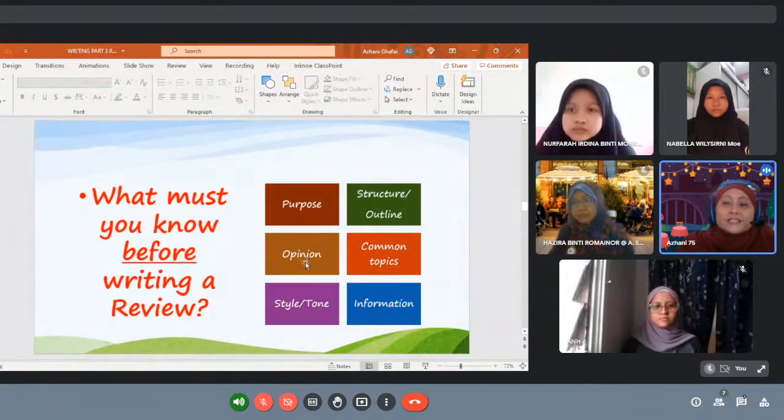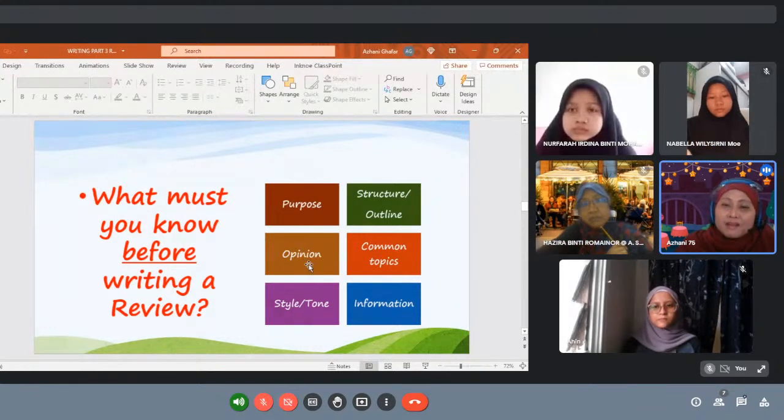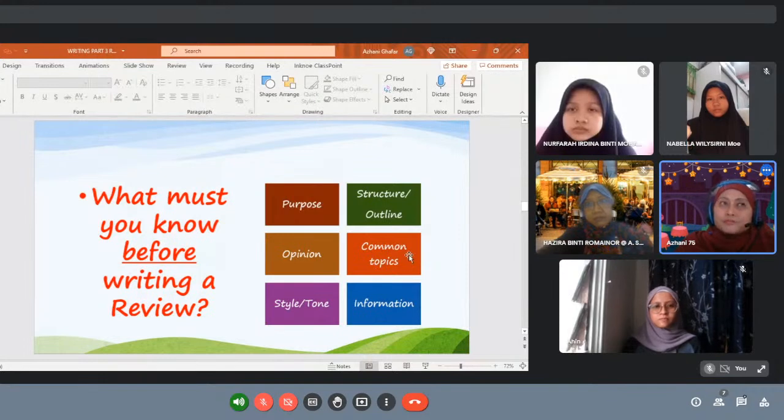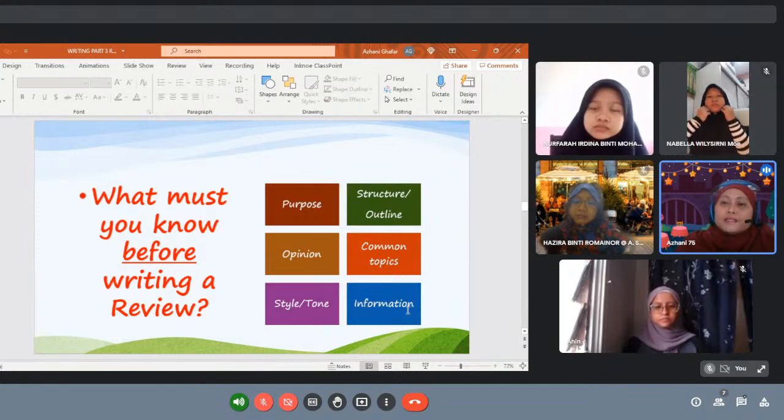Next, you have to have your opinion on some of the elements or criteria of what you are reviewing. It can be a good thing, it can be a bad thing. Common topics: what are the areas that you want to touch on when you review the subject? Let's say, what can you talk about when you want to review a particular type of food? Packaging, the look of the food, presentation, and so on. Those are the subtopics.